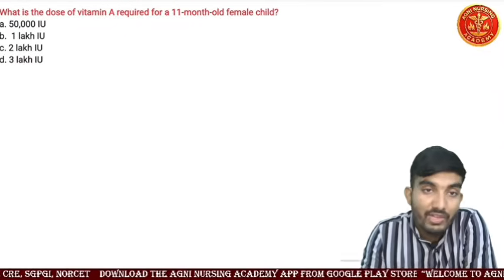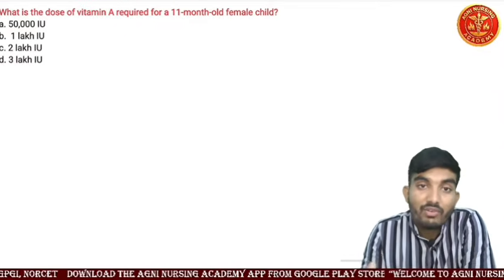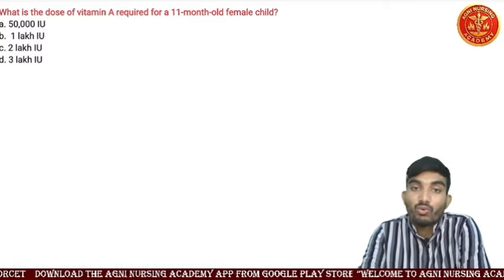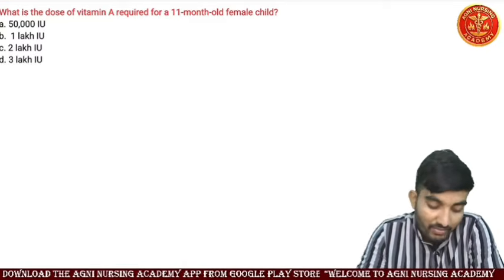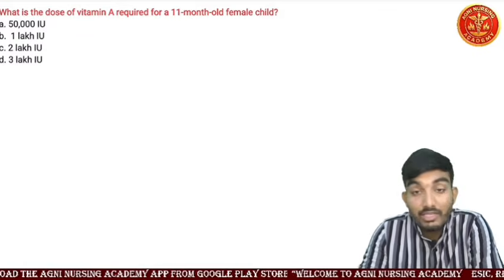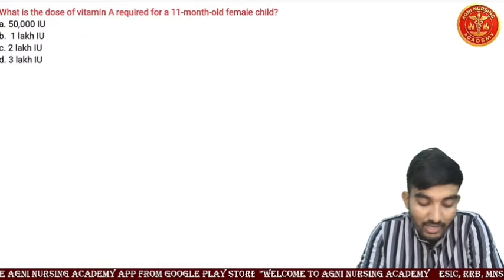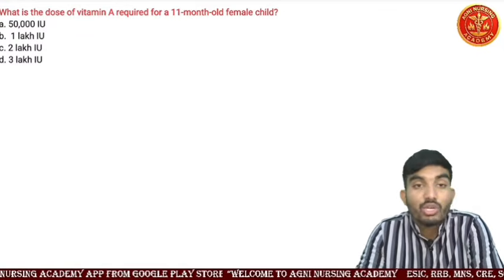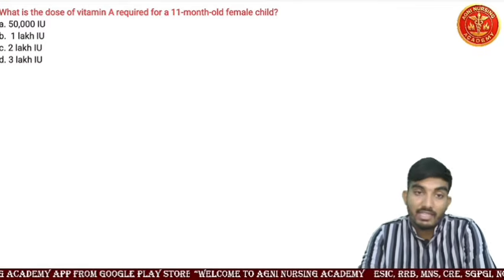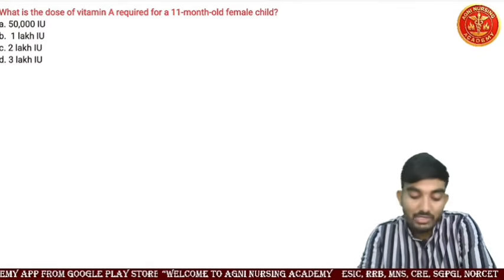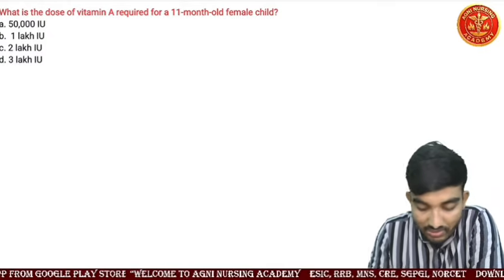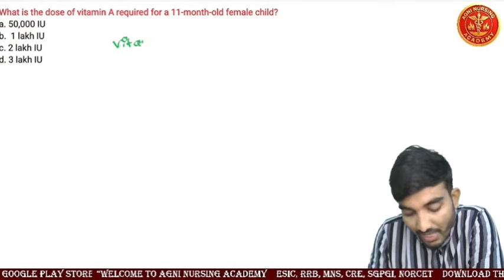What is the dose of vitamin A required for an 11-month-old female child? Option A, 50,000 international units. Option B, 1 lakh international units. Option C, 2 lakh international units. And option D, 3 lakh international units. Let's discuss the vitamin A doses.